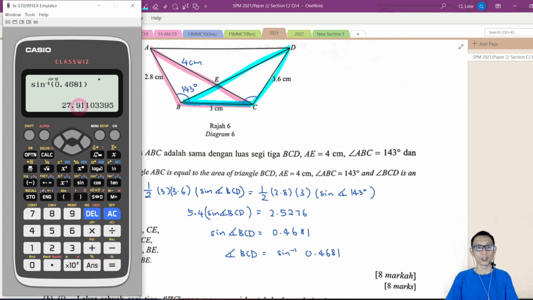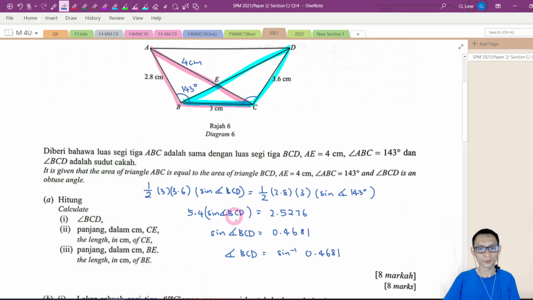This is not the answer that we are looking for, because when you look at the diagram, this is not possible. This is an obtuse angle, and this is an acute angle. So how do we get this angle? You have to take 180 degree minus the answer that we got just now. This is the answer, 152.09. This is the answer of part A1.